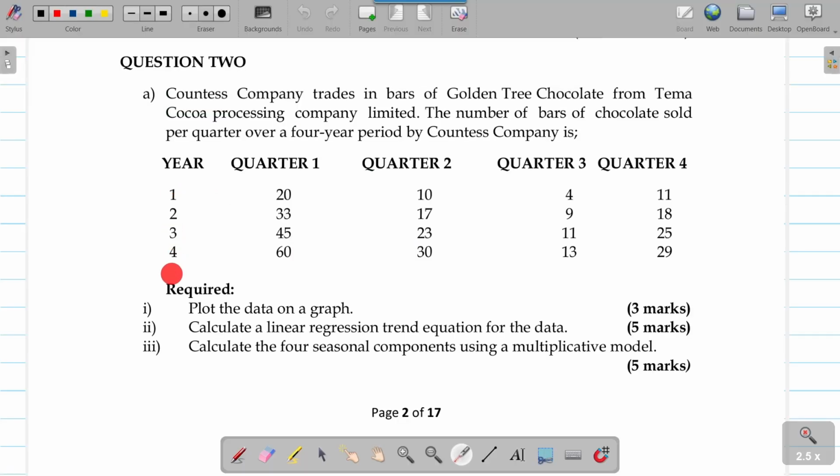On the left side, you have been given the years, and on the right side, you've been given the quarters. For every year, there is a quarter, that is quarter 1, quarter 2, quarter 3, and quarter 4. Now, the question is asking us that we should use linear regression trend equation for the data.